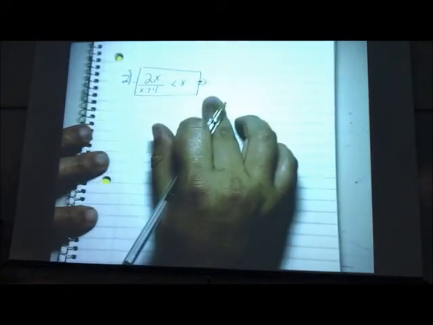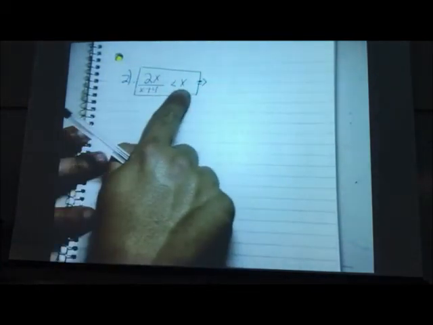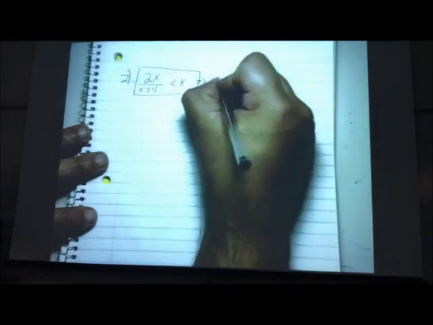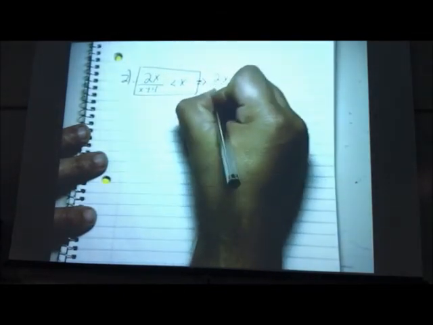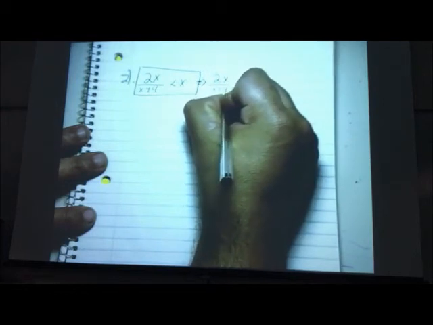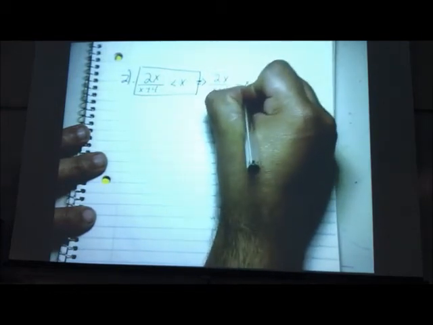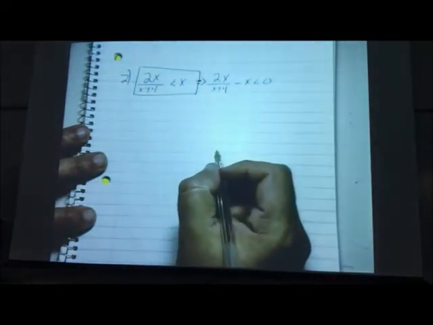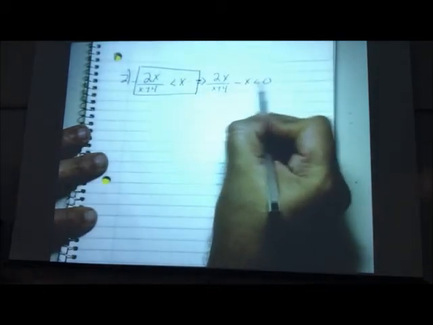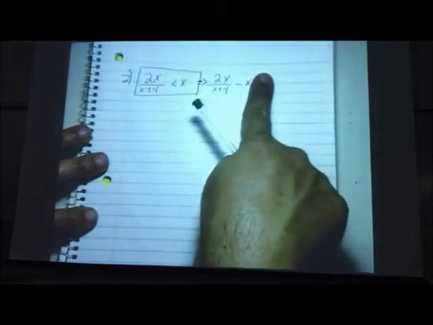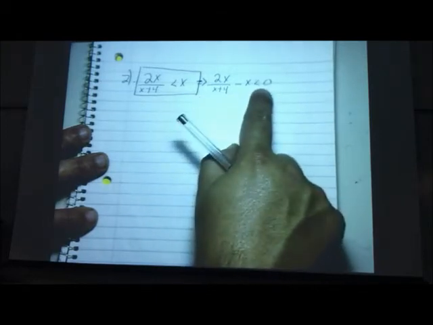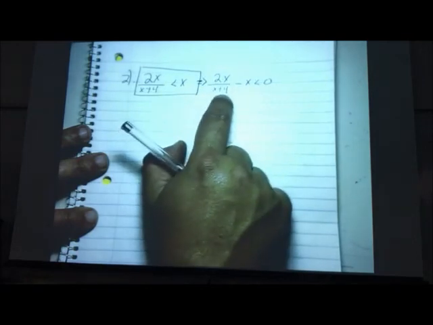We need to put x on this side, so it's going to look like 2x over x plus 4 minus x, less than or equal to 0. This 0 isn't going to change, so I'm going to omit it for now to avoid confusing you, and it will come back at the end, I promise. So I have 2x over x plus 4 minus x.